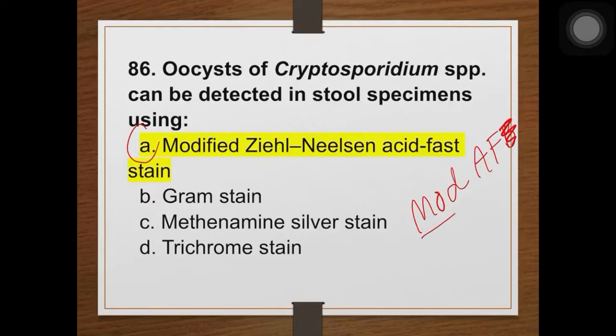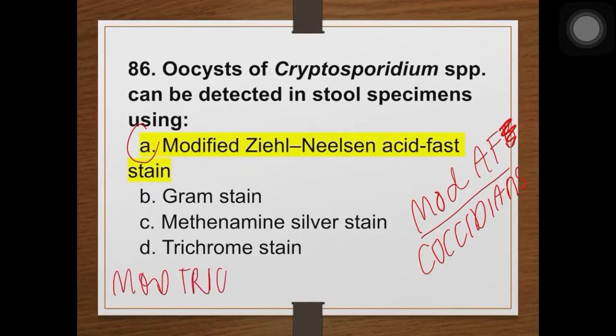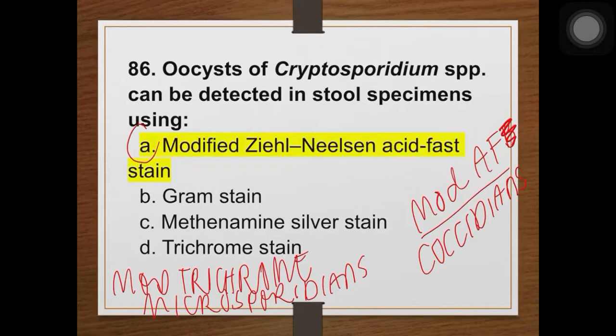Kapag na-mention po yung modified acid fast, para sa mga coccidian po ito. Ngayon, wala pong sasagot ng ang Cryptosporidium is a coccidia. Wala pong sasagot ng modified trichrome. Kapag na-mention naman po yung modified trichrome, para kanino po ito? Sa mga microsporidian. Ngayon po, katulad na na-mention ko, stain for Cryptosporidium, modified acid fast. Pag wala po nito, pwede tayong mag-answer ng fluorescent staining. Correct answer 86A, pero wag pong modified trichrome kasi sa microsporidian po ito.